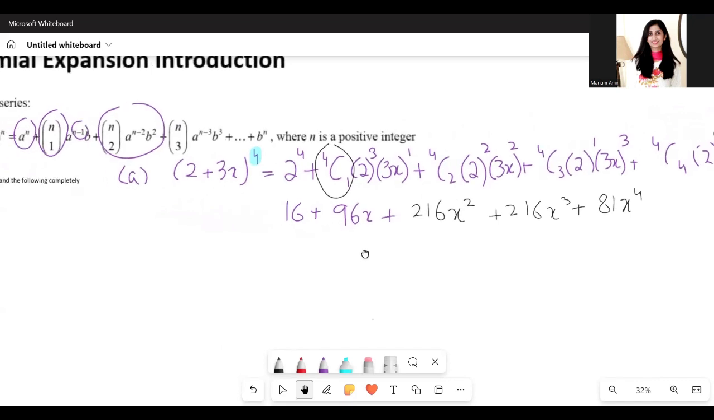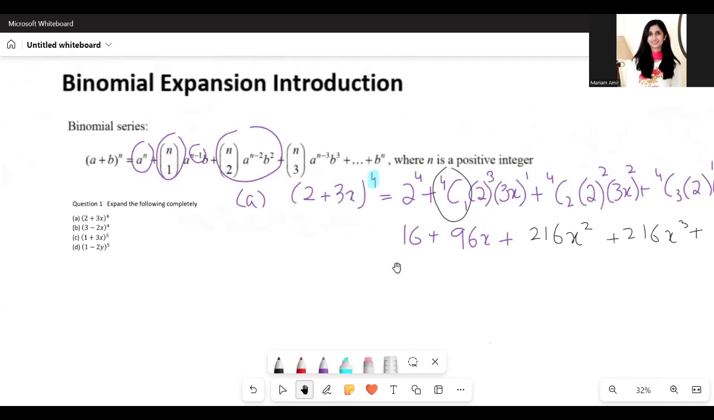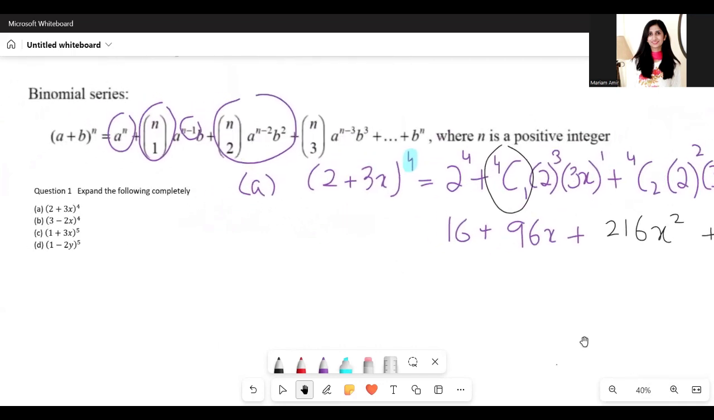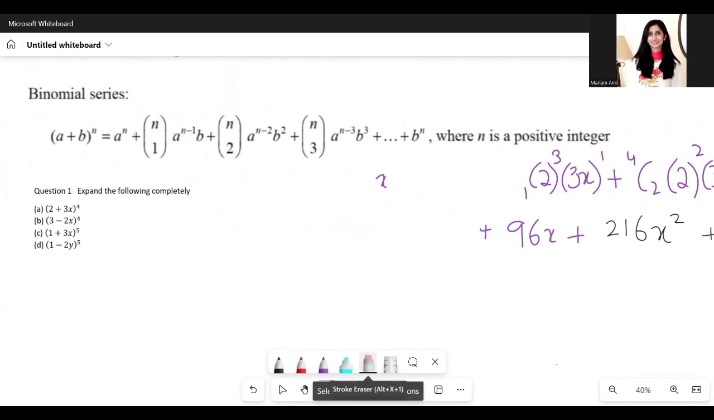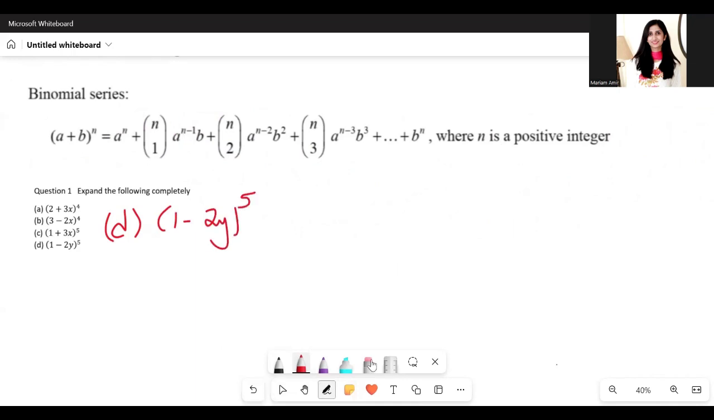All right, part A is done. Now let's take a look at part D. I'm not doing B, C. I'm directly jumping to D. D is (1 minus 2y) power 5.